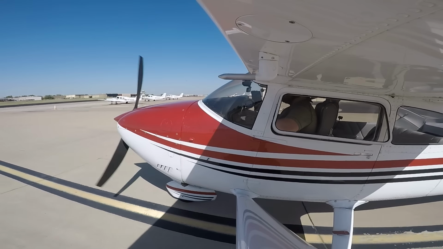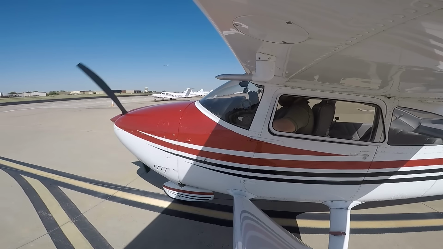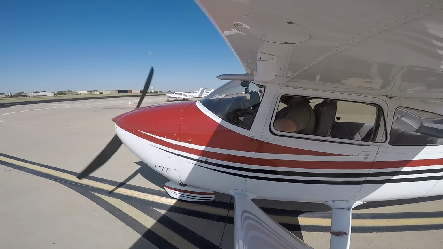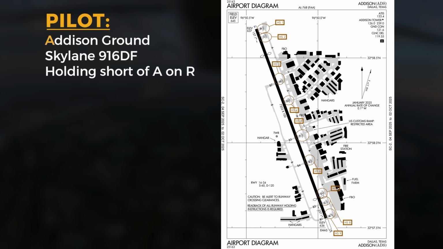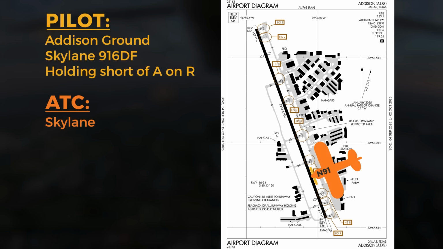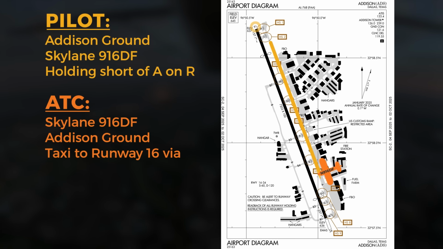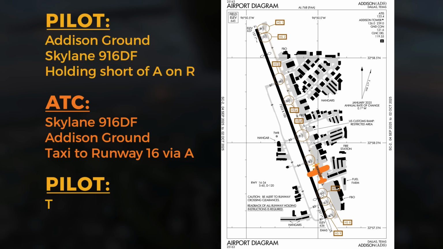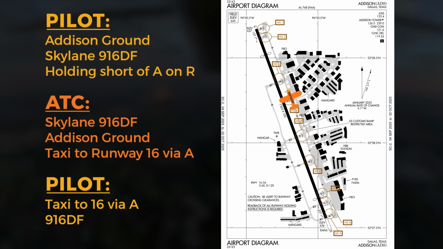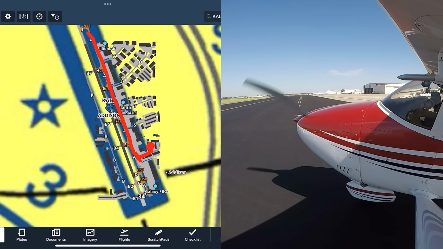Okay, so we got that taxi instruction. So we're gonna taxi up here, get short of taxiway Alpha, and then we're gonna comply with what they say. Now we're gonna tell them we're holding short of Alpha. So you say, Addison Ground, Skylane 916 Delta Foxtrot, holding short of Alpha on Romeo. And then they'll give you further instructions and they'll say, Skylane 916 Delta Foxtrot, Addison Ground, taxi to runway 16 via Alpha. And then you'll just read it back to them. You say, taxi to 16 via Alpha 916 Delta Foxtrot. So this was a pretty easy taxi instruction. You're just gonna taxi all the way on Alpha.